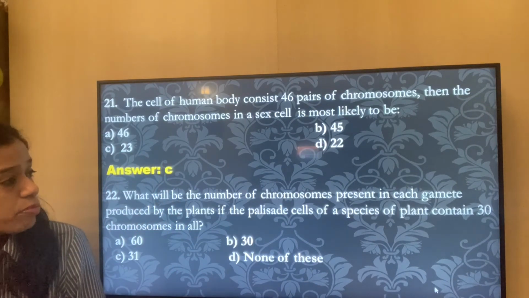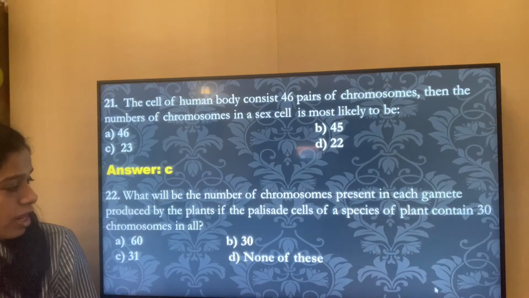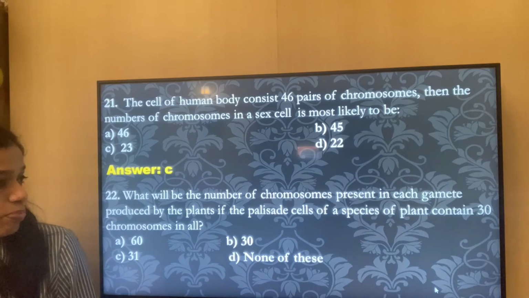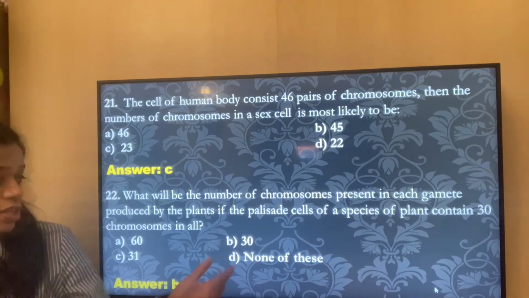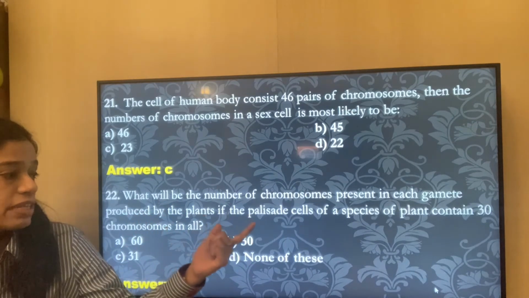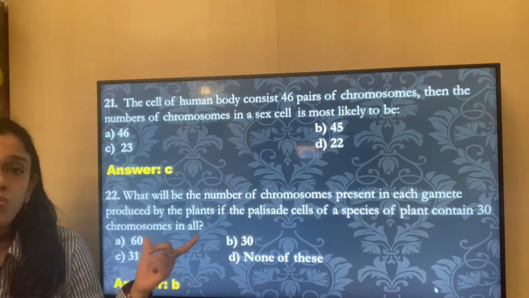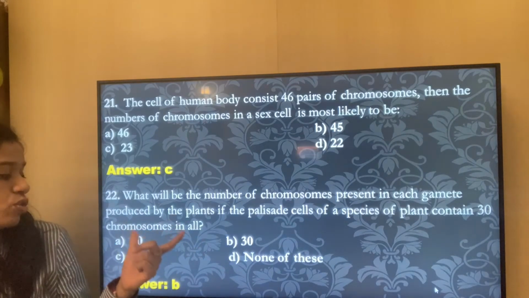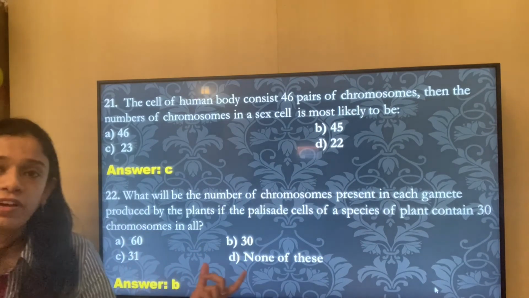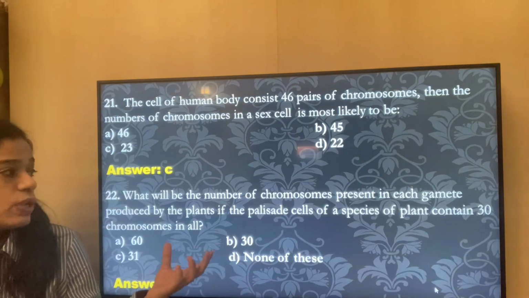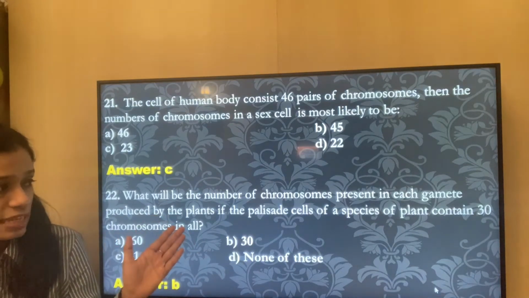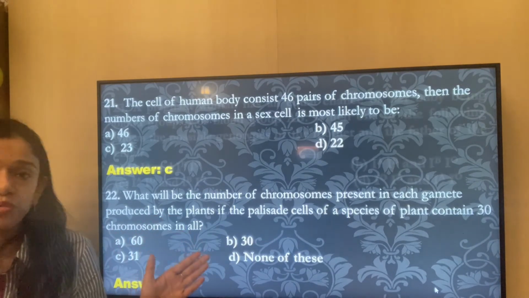What will be the number of chromosomes present in each gamete produced by the plants if the palisade cells of the species of the plant contain 30 chromosomes? The answer should be 30. They are telling that the palisade cells of the species contain 30 chromosomes in all. So it cannot be 60, it has to be 30, not 31, and not none of these. That means the number of chromosomes present in each of the gametes produced by the plants, the palisade cells of the species contain 30 chromosomes.